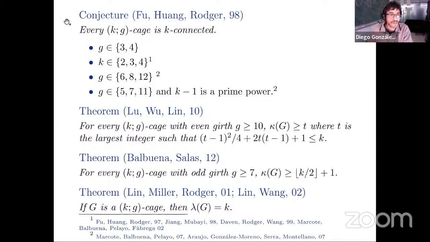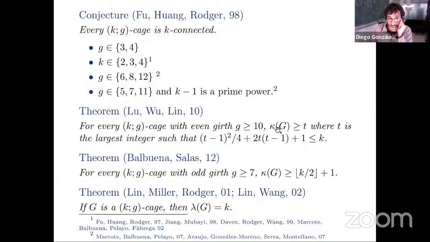Okay, so concerning this conjecture that has been widely studied, we know that it is true when the girth is 3 or 4, or when K is 2, 3, or 4, or when the girth is 6, 8, or 12, or when the girth is 5, 7, or 11 and K minus 1 is a prime power. In general, the best known results for the connectivity of KG cages are these two results.